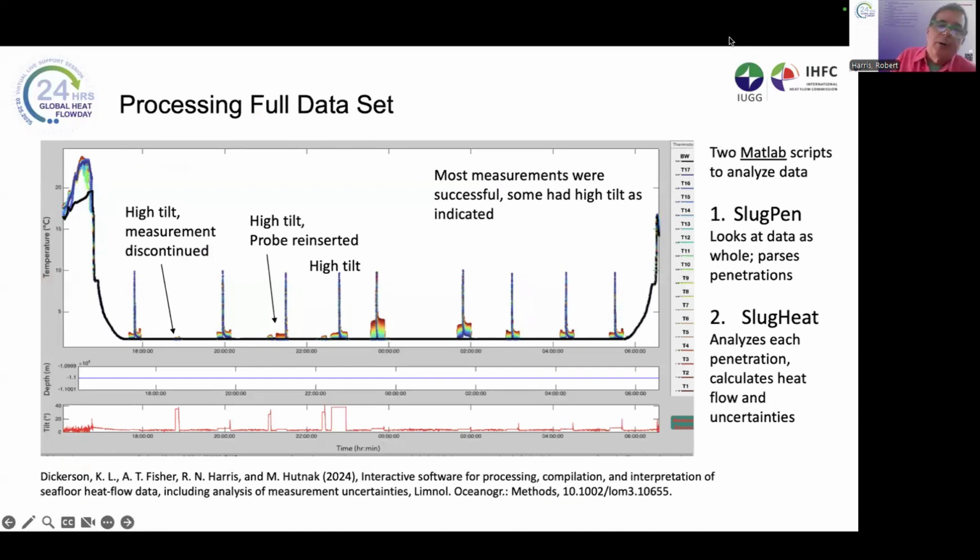Included with this probe are software utilities that are written in MATLAB to analyze the data. So this shows a full heat flow station.